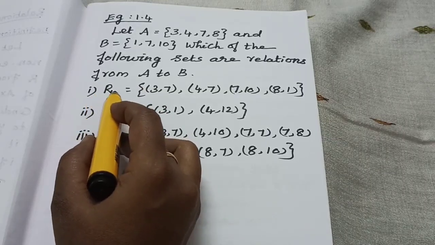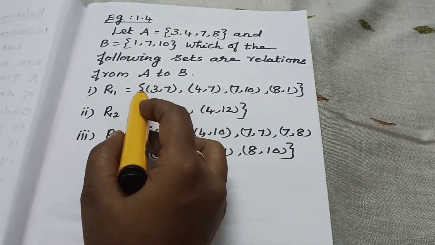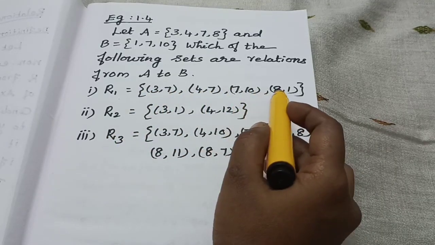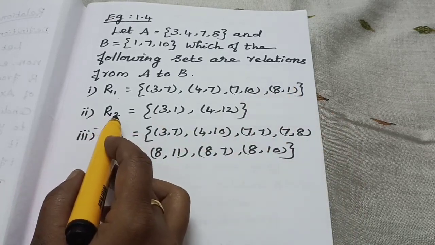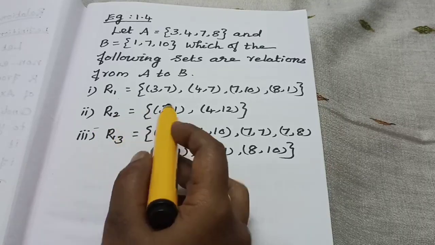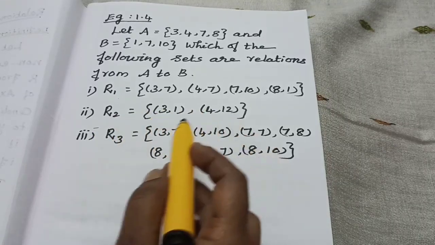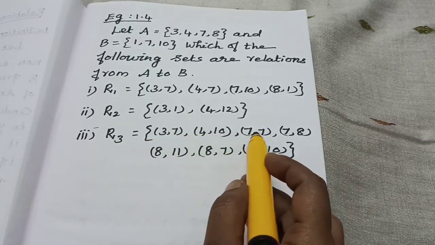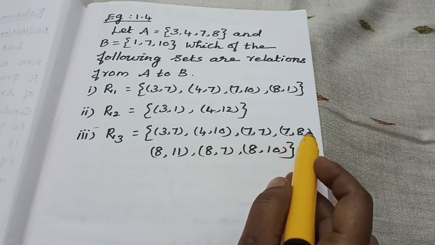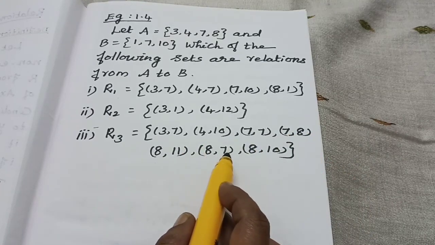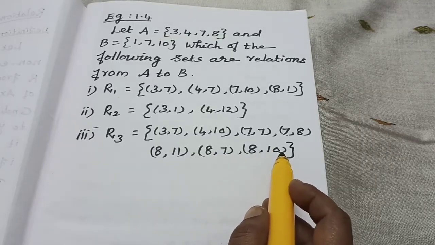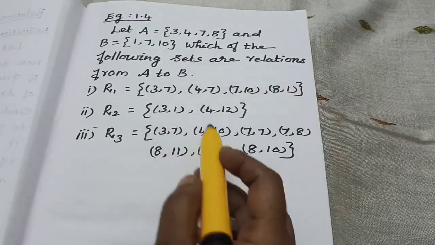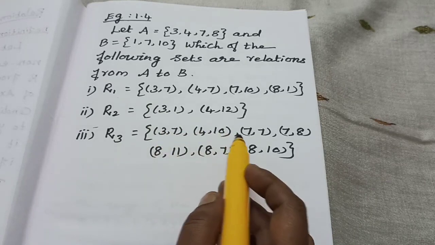Then first one, relation R1 is equal to the set of ordered pairs (3, 7), (4, 7), (7, 10), (8, 1). Then the second one, R2, is equal to the set {(3, 1), (4, 12)}. And the third one, R3, is equal to the set {(3, 7), (4, 10), (7, 7), (7, 8), (8, 11), (8, 7), (8, 10)}. These are the relations given. Then our question is, which of the following sets are a relation from A to B?